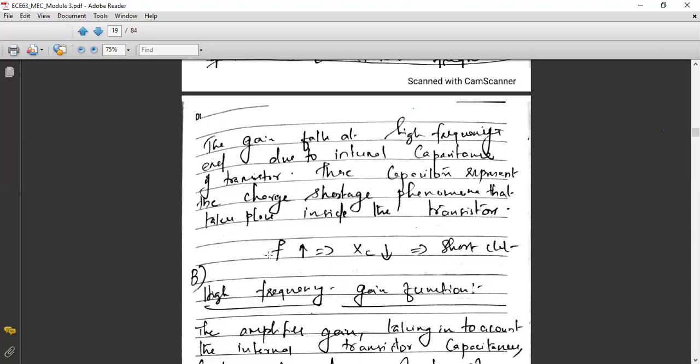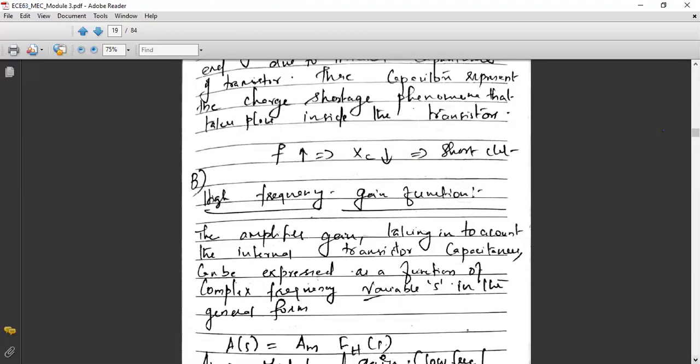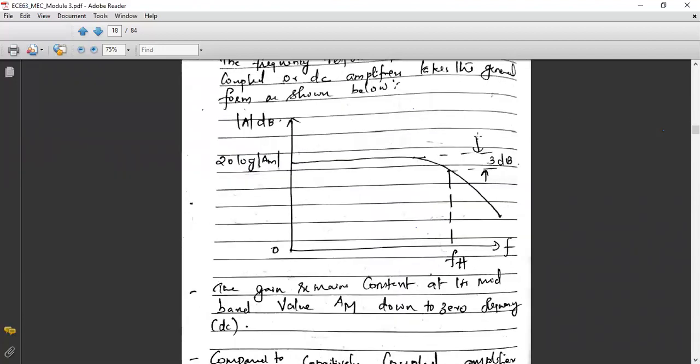It will not cooperate with this amplification process, and as a result your gain will reduce. So that is a reason for the gain reduction at high frequency. As I told you, this gain is not at all a constant. When you observe that graph, your gain is not a constant for all the frequencies, right?